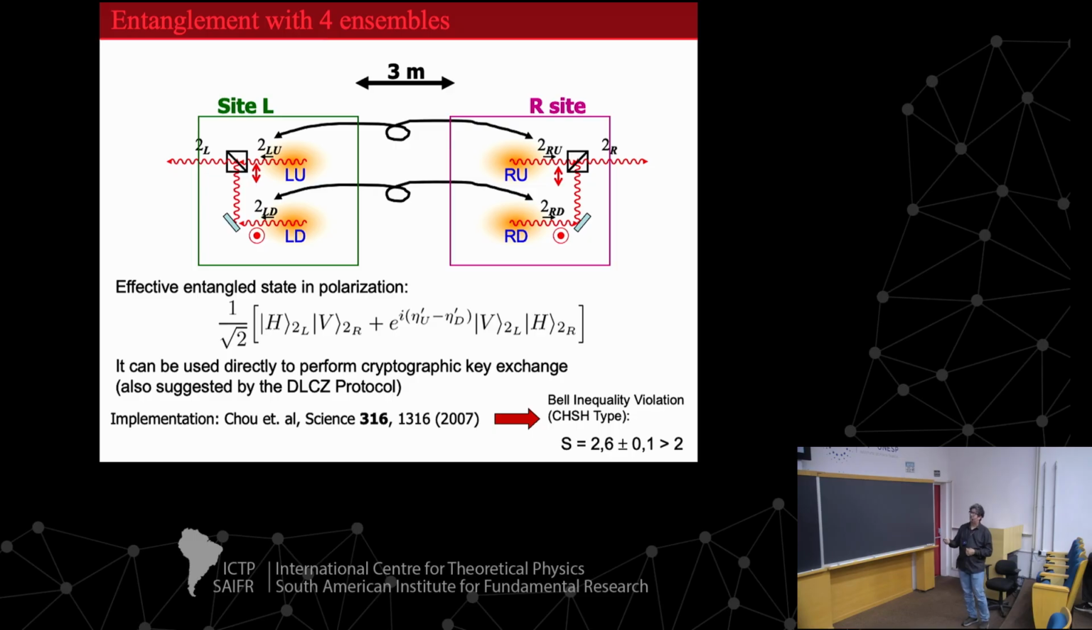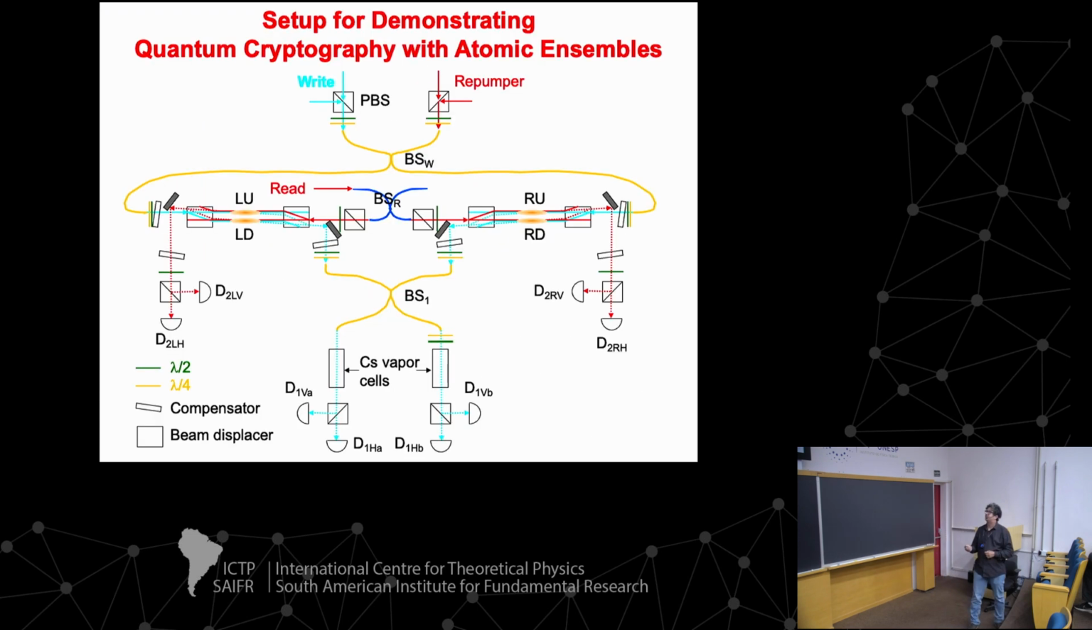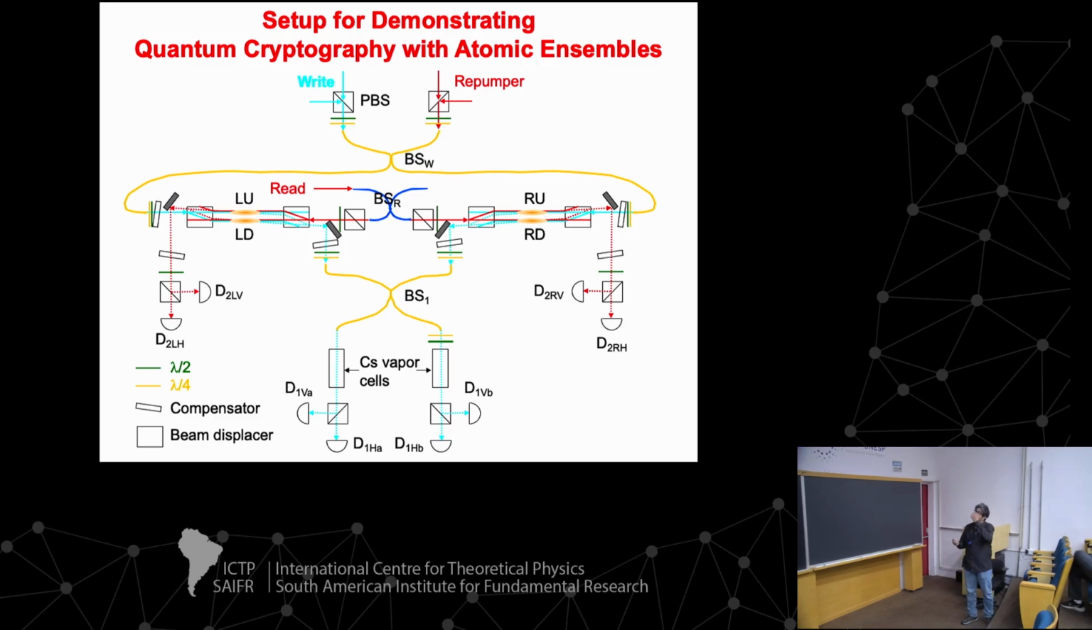This state should violate maximally the Bell inequality. And that's why you get such a good violation of the Bell inequality. But the experimental setup is something like this, okay?